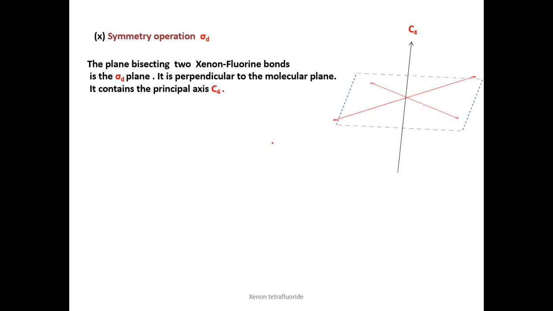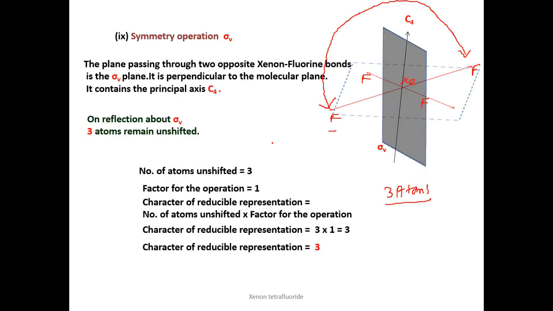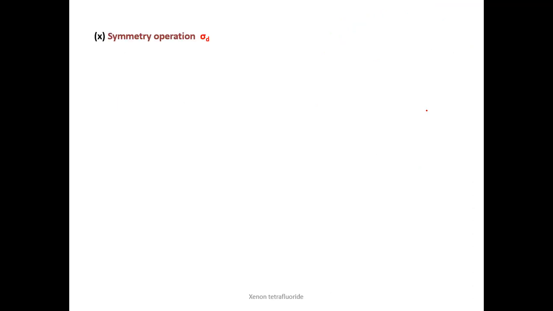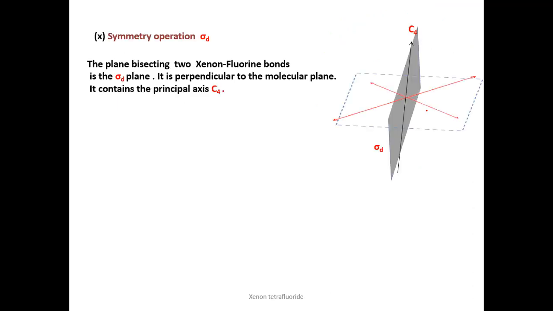Next we come to sigma d. The difference between sigma v and sigma d is that in the case of sigma v, the plane passes through 2 xenon fluorine bonds. These are the 2 xenon fluorine bonds through which the plane passes. Here if we see the sigma d plane, suppose at the center you have xenon, the other fluorine atoms will be present here.